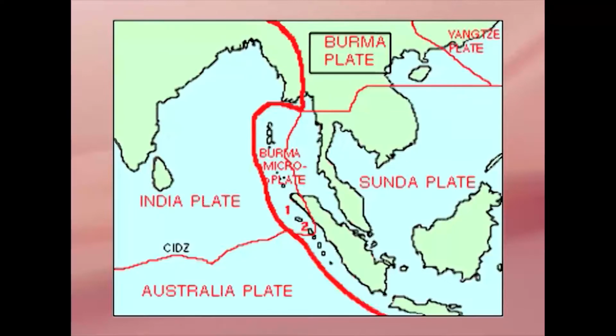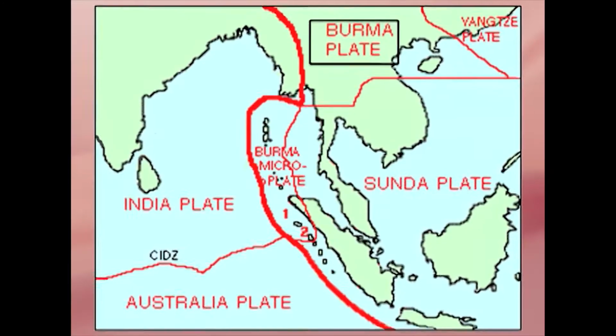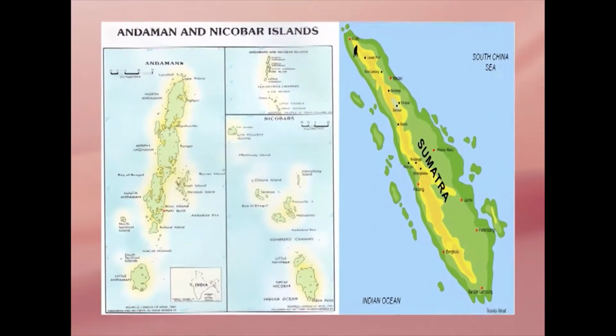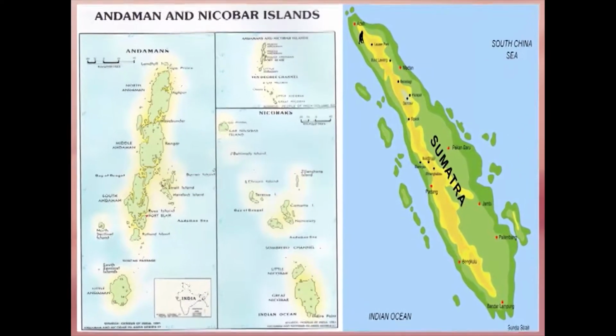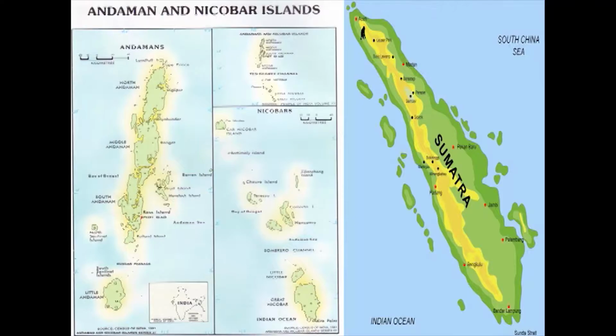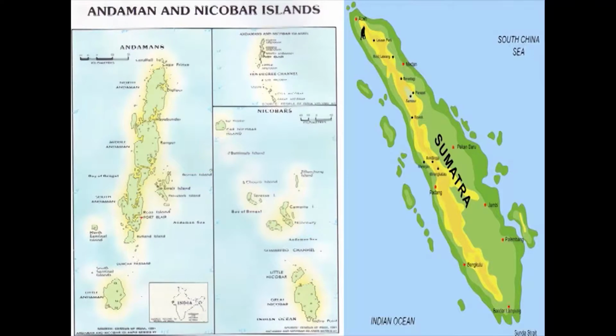The India Plate meets the Burma Plate, which is considered a portion of the Great Eurasian Plate, at the Sunda Trench. At this point, the India Plate subducts beneath the Burma Plate, which carries the Nicobar Islands and the Andaman Islands, and also northern Sumatra.